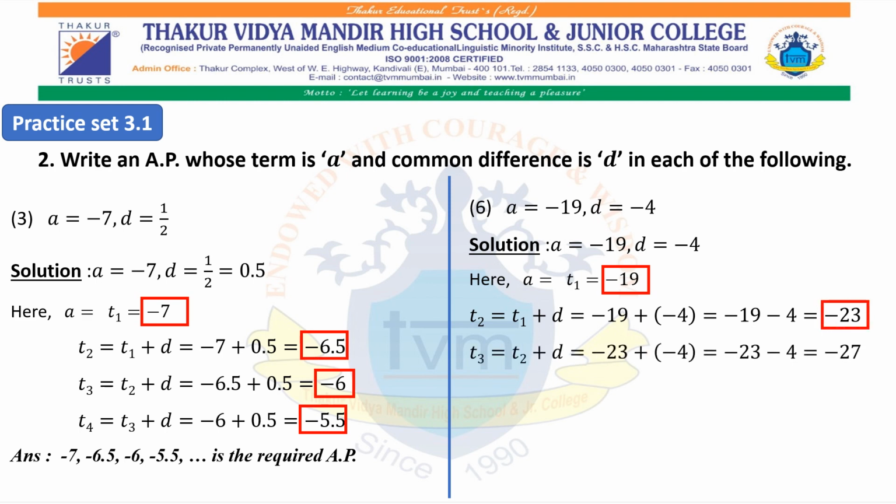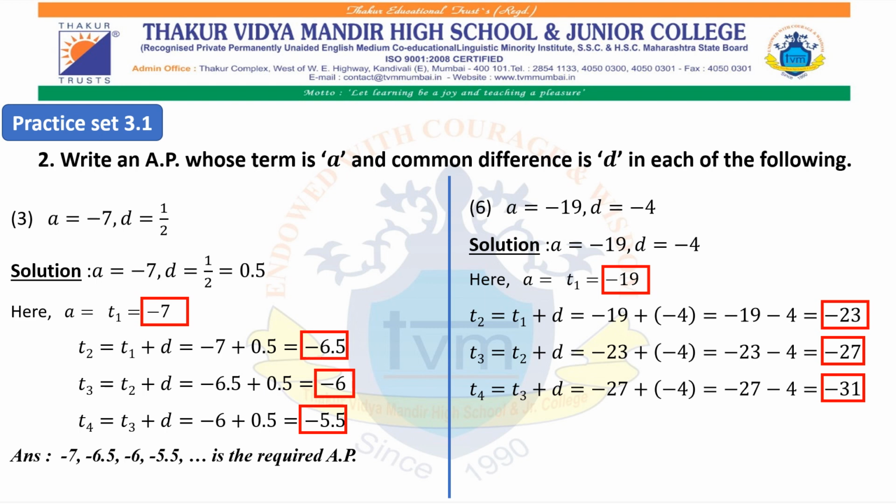For finding out the third term, T2 plus D equals minus 23 plus into minus 4 equals minus 23 minus 4 equals minus 27. For finding out the fourth term, T3 plus D equals minus 27 plus into minus 4 equals minus 27 minus 4 equals minus 31.